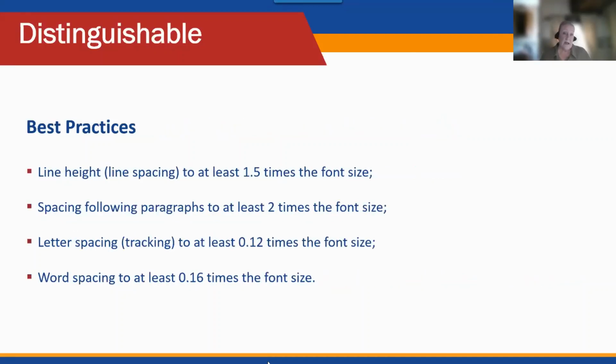Best practices for text. Your line height, your line spacing, should be at least 1.5 times the font size. That's also known as leading in the old printing industry, baseline to baseline. You should have at least 1.5 times the font size of white space between lines. The spacing following paragraphs should be 2 times the font size. Letter spacing should be at least 0.12 times the font size, and word spacing at least 0.16 times the font size.